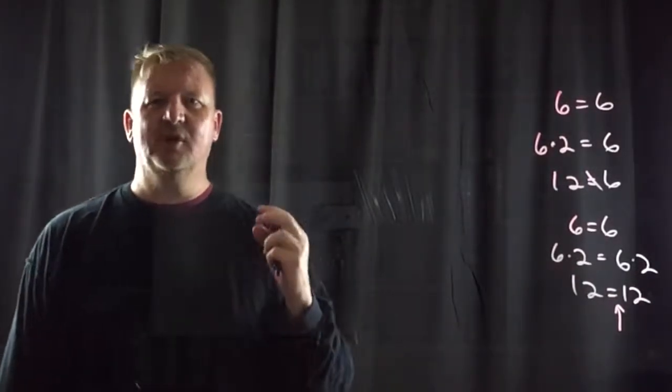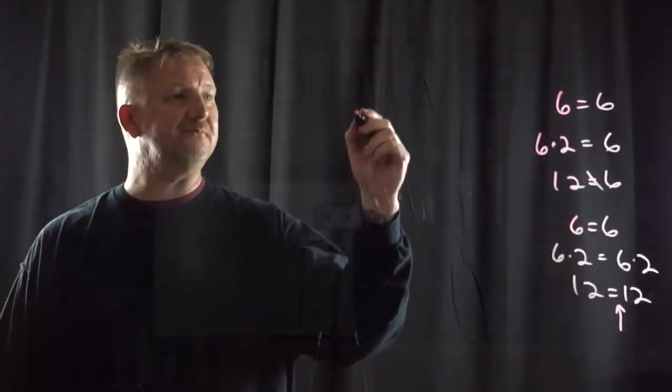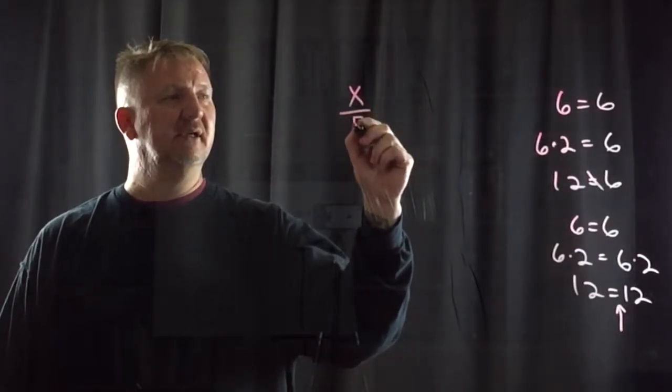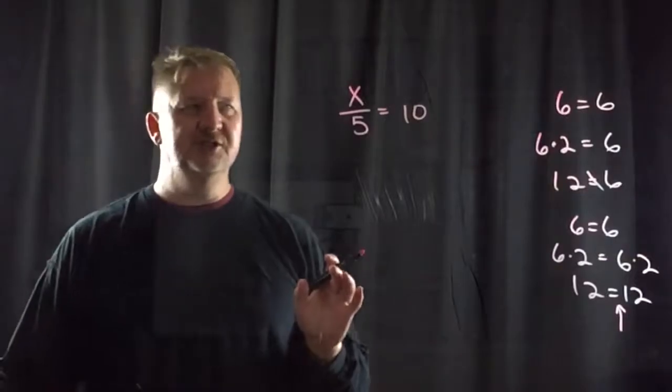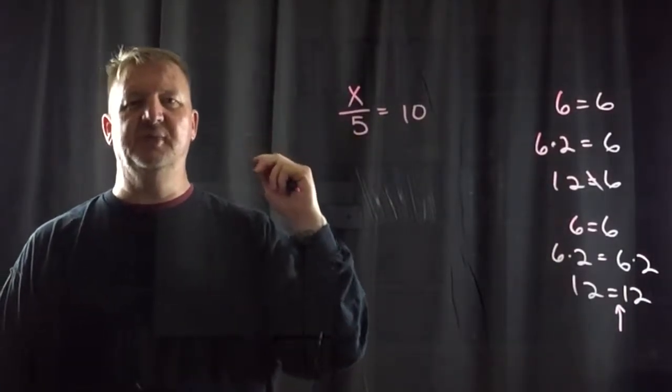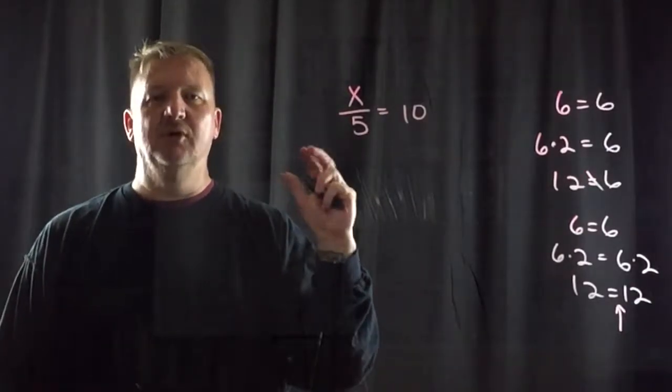So let me show you two examples of how this works. And this is probably going to be a little bit longer video because there's some more stuff involved. All right, the first example, I have x divided by 5 equals 10. Now I know it's super easy just to say, oh, that's 2, Mr. Bell. I know that. Don't do that, okay? I promise you that will not work.